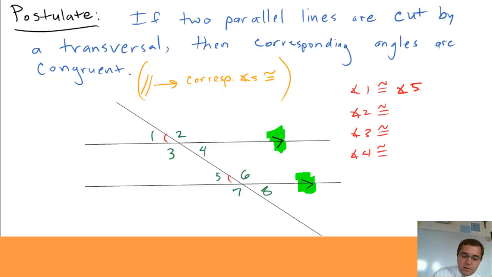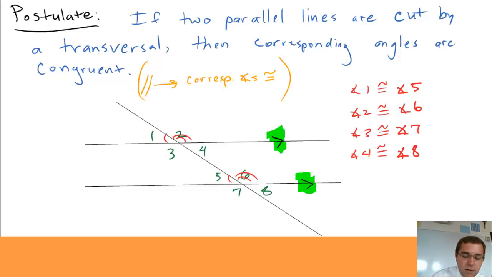Okay, which angle corresponds with angle 2? Well, that would be angle 6. So angle 2 is congruent to angle 6. Okay, which angle corresponds with angle 3? That would be angle 7, the one below the line and to the left of the transversal. So angle 3 is congruent to angle 7. And then angle 4 is congruent to angle 8. Okay, corresponding angles are congruent when we have parallel lines.